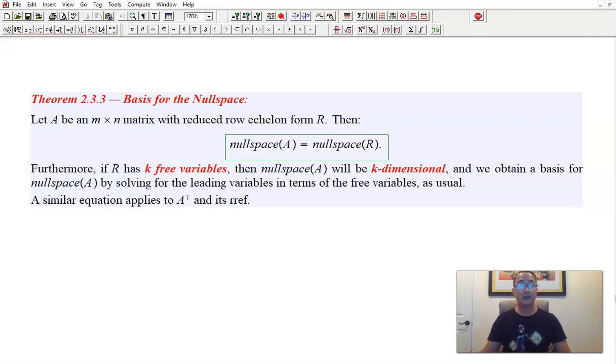Of course, this also applies to the transpose. When you flip the matrix over, you look for its REF, and then you find its null space, just like we do for the original matrix.